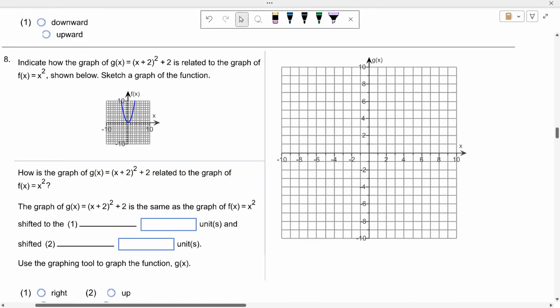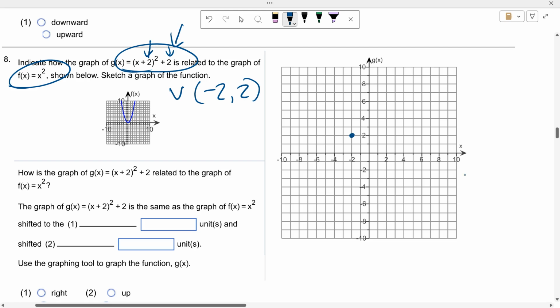And then they'll say, hey, how does this graph compare to this graph? Well, what's the vertex of the new one? This is the new one. What's the vertex of the new one? Negative 2, 2. The opposite of this number, the same as this number. Negative 2, 2. So it goes there. And there's a 1 in front of here.